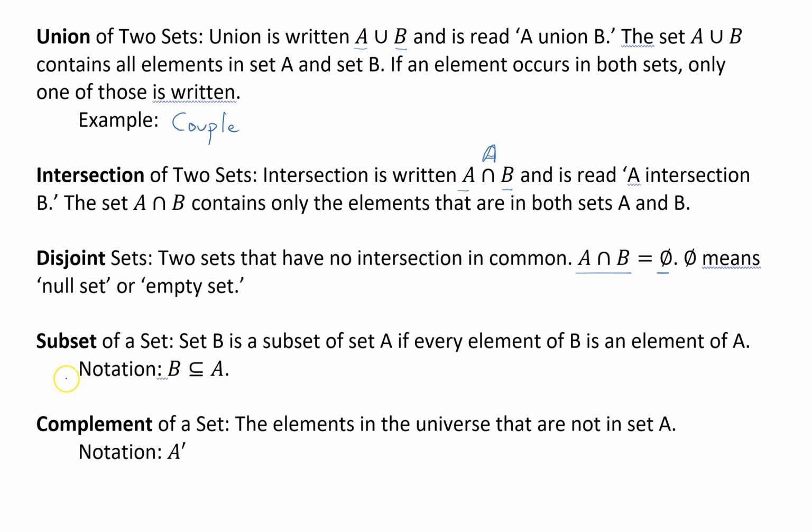Subset. Let's say I have a set B and it's a subset of set A. What that means is every element of B is an element of A. And the notation for that is B, the sideways U with a line under it, and an A. Okay, so that's subset. And let's see if I can come up with an example.